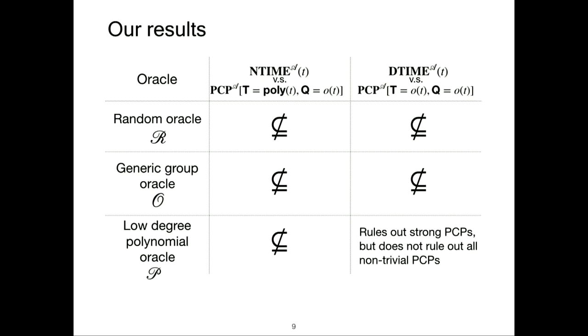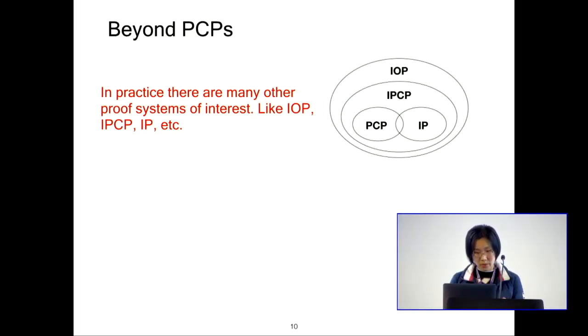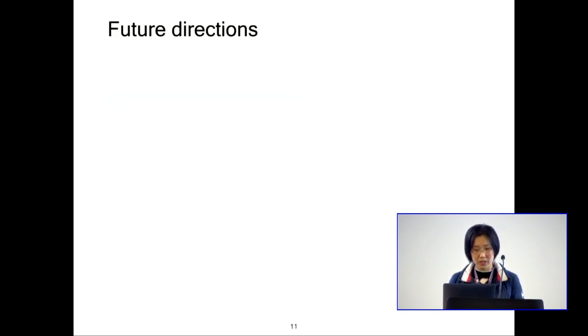Okay, so far, all these results are stated for PCP, but we know there are more probabilistic proof systems than just PCP. Actually, our results also extend to other proof systems like interactive oracle proofs, interactive PCP, and IP. Everything in the previous slides still holds for all these proof systems. And finally, I will conclude with some open questions.